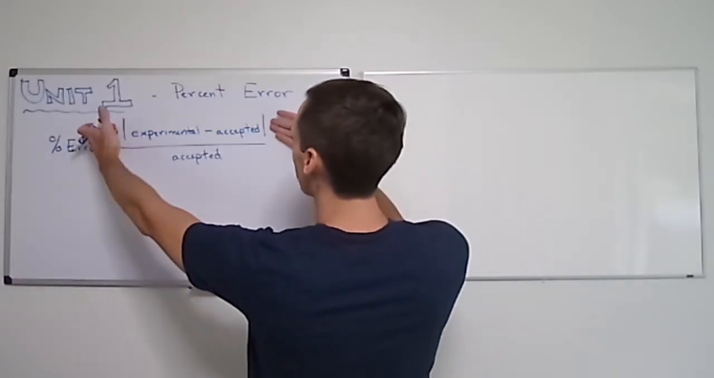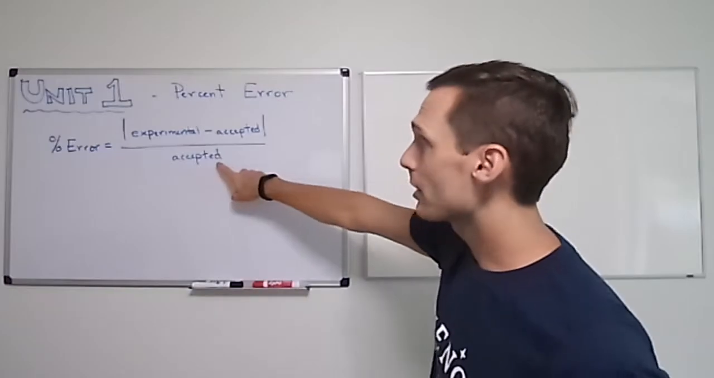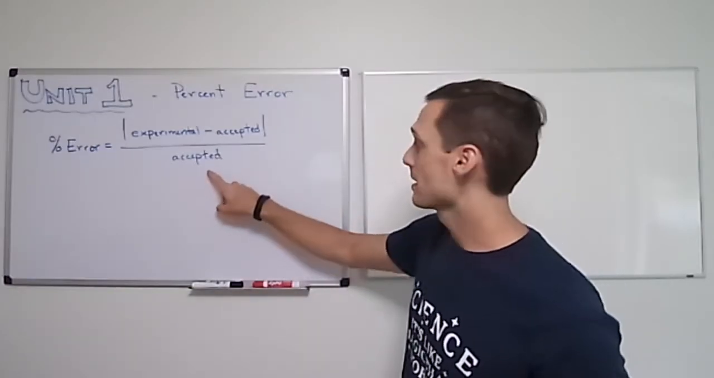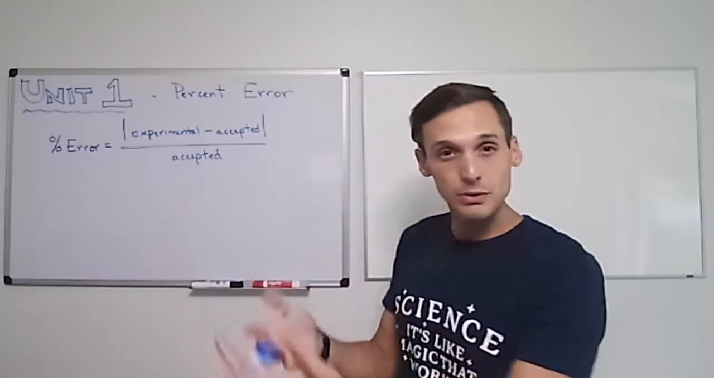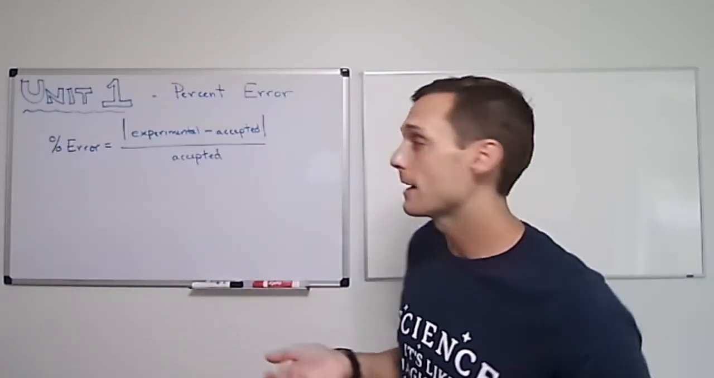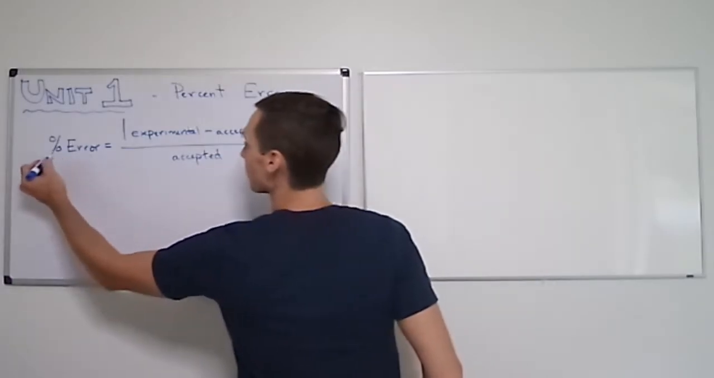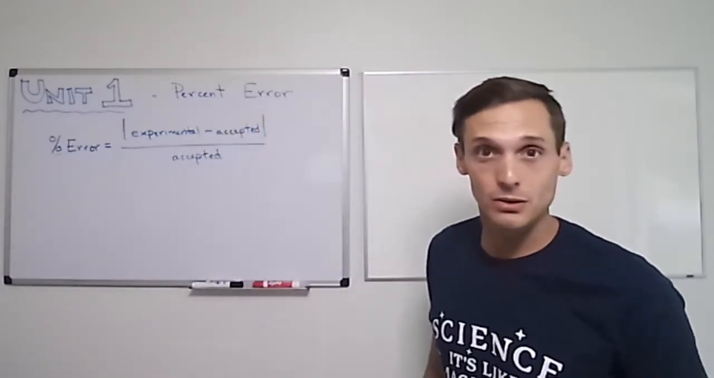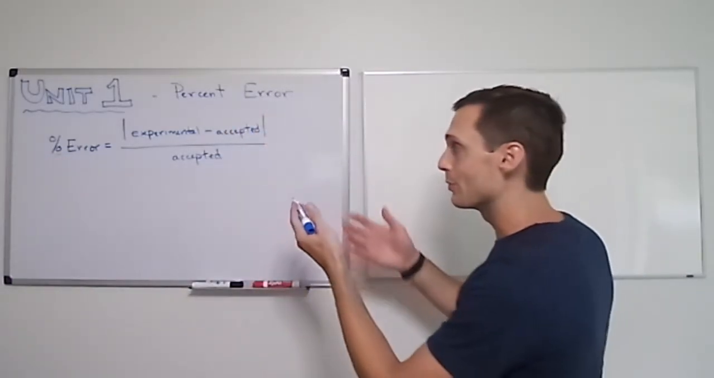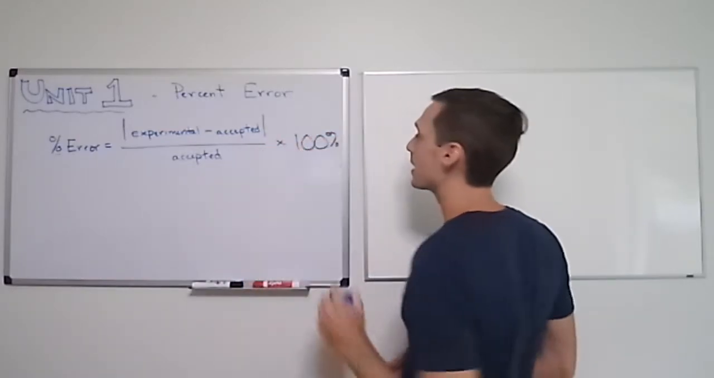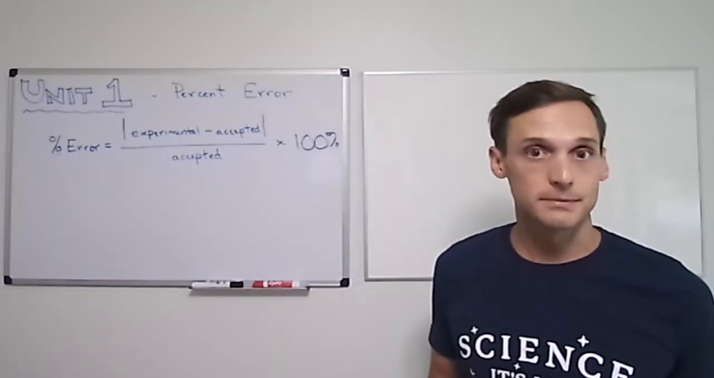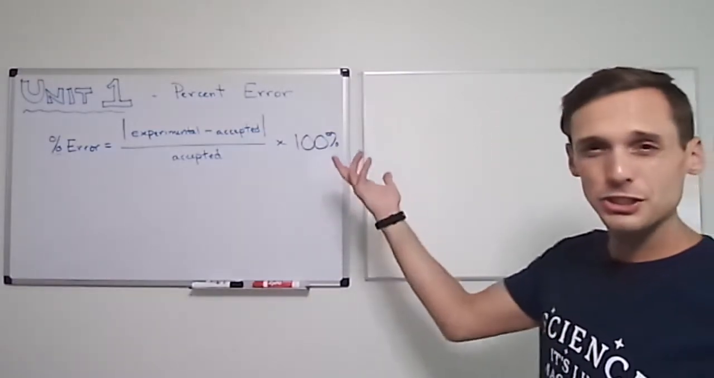So we'll put it in absolute values, and then you're going to divide that difference by the accepted value. Now, if you just stopped right here, that would get you some sort of decimal. But we want it in percent, so in order to go from a decimal to a percentage, we will just take this and multiply by 100%. So let's just try a couple.